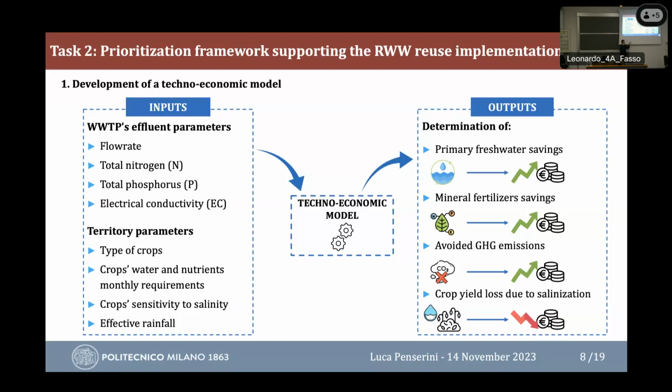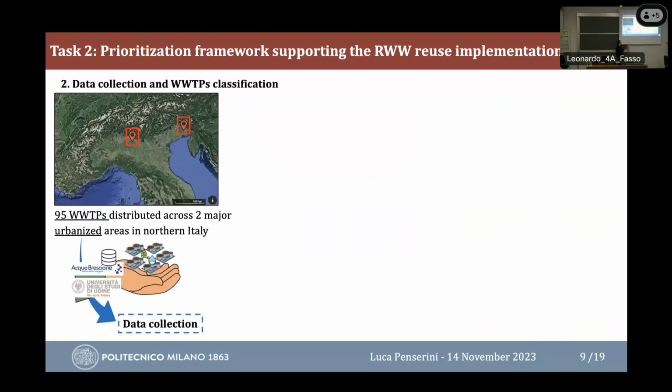Then all these 4 outputs were converted into economic terms to have a single output to evaluate them uniformly. Moving to the data collection, 2 areas were considered, the province of Brescia and the province of Udine. 95 wastewater treatment plants distributed across these 2 areas were considered, and data were collected from them.